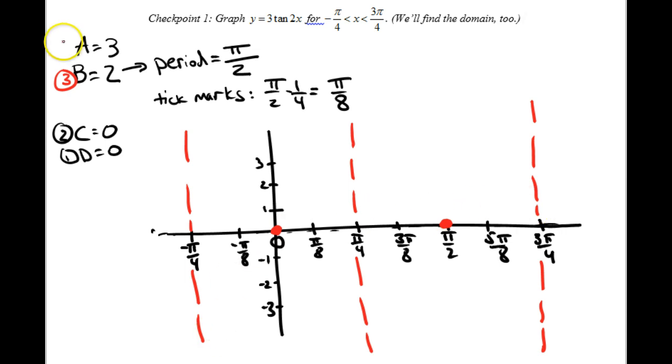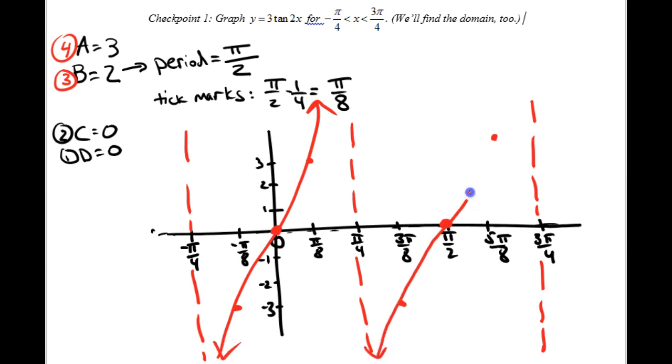The last thing we have to deal with is the stretch, which is 3. So at this tick mark, halfway between my dot and my asymptote, I'm going to be up here at the point pi over 8, 3. And then they just alternate being above and below. Because a tangent curve, unless it has been flipped, is always going to increase. Now lastly, we look at the curvature of the tangent curve, which is going to go up along the asymptote, change concavity at 0, and come back up like that. And voila, we have a tangent curve.